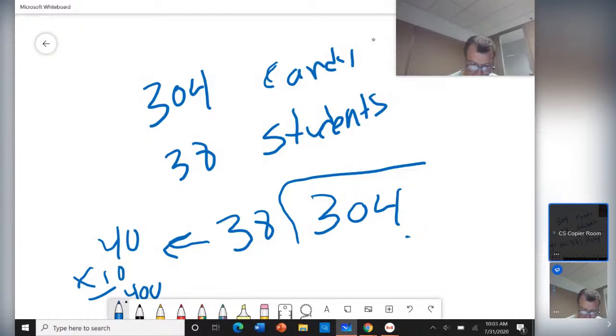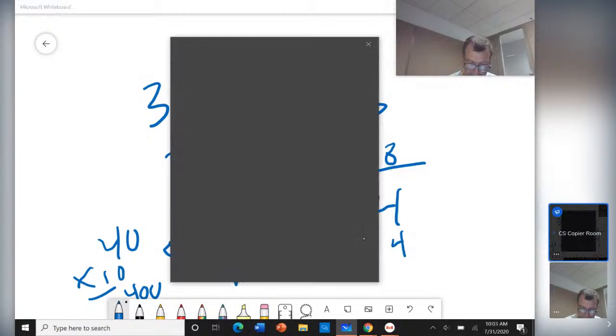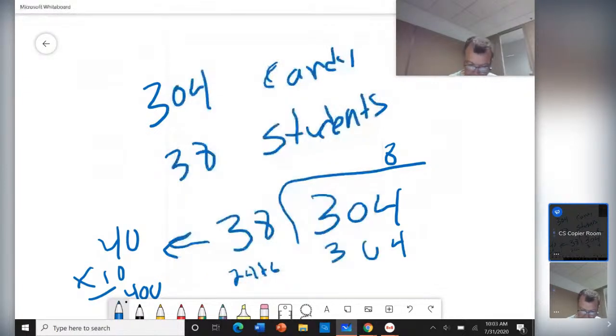So 38 times 8. 8 times 8 is 64. Carry the 6. 8 times 3 is 24 plus 6 is going to be, this is supposed to be a 4, my bad. 8 times 8 is 64. Carry the 6, 24, and 30. So each student would get 8 pieces of candy.